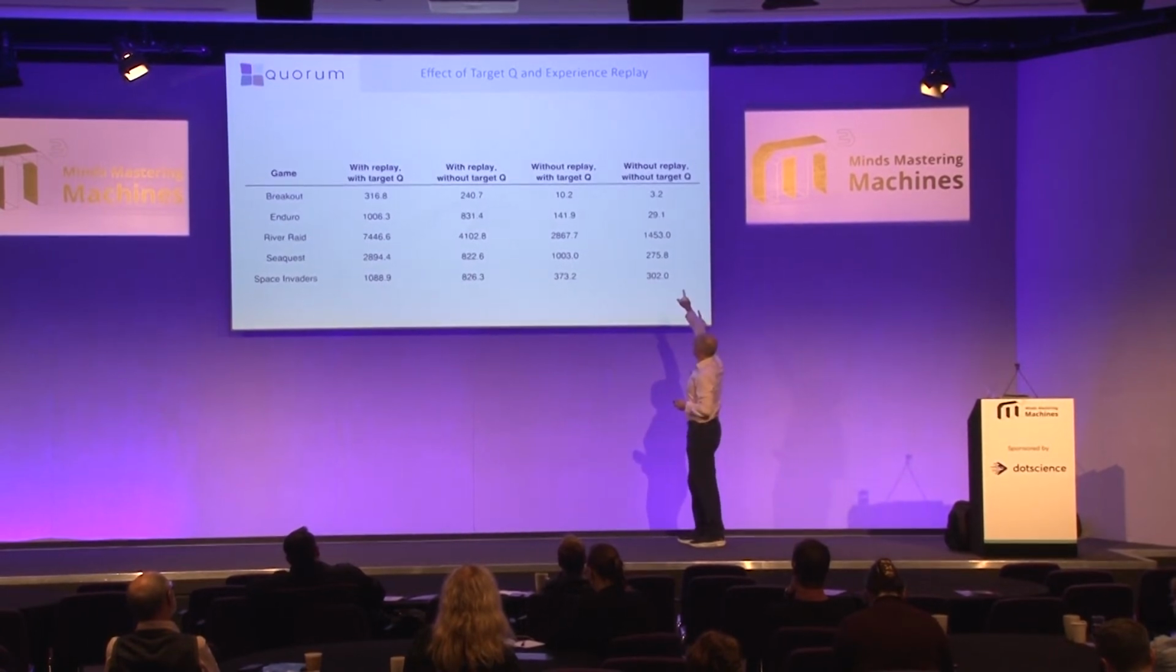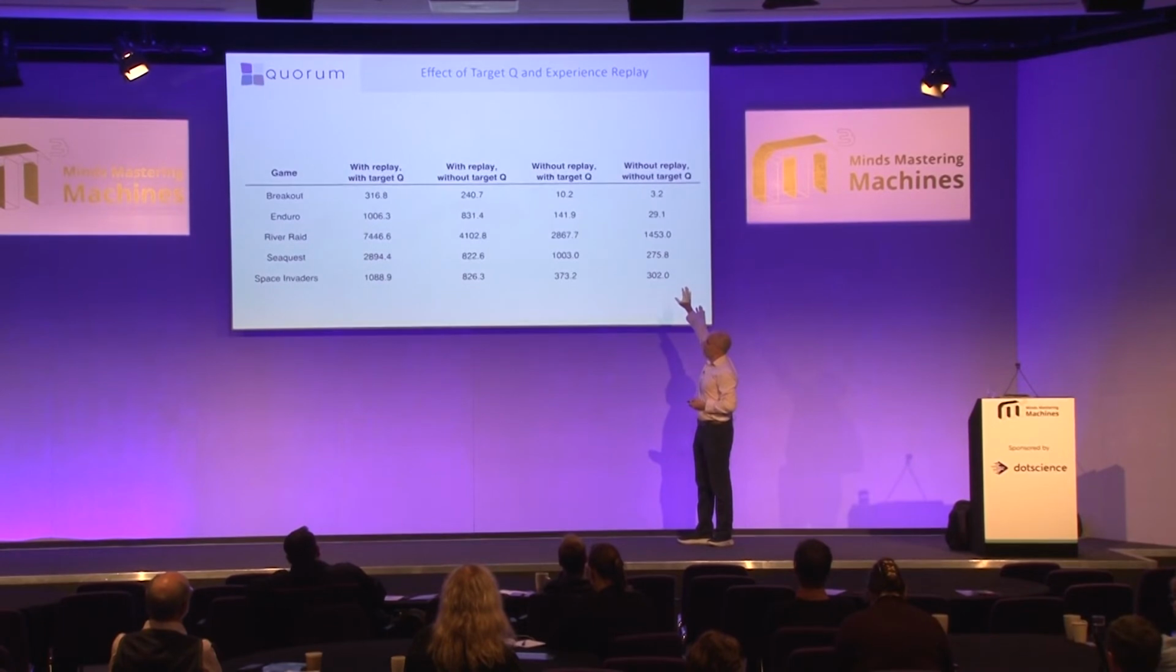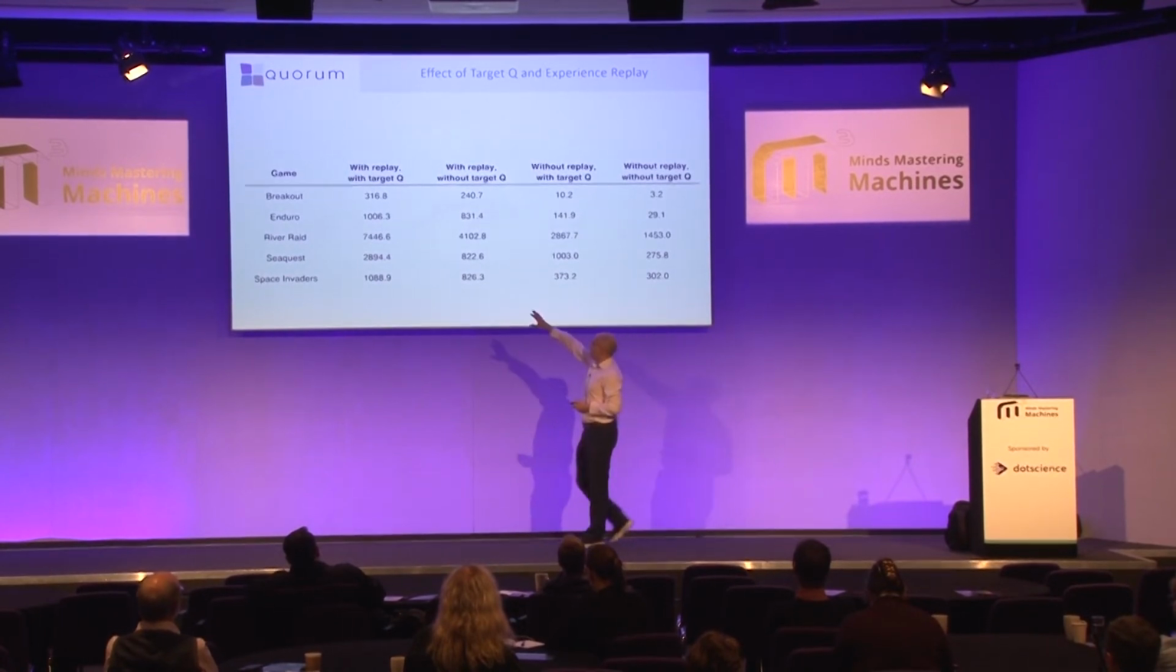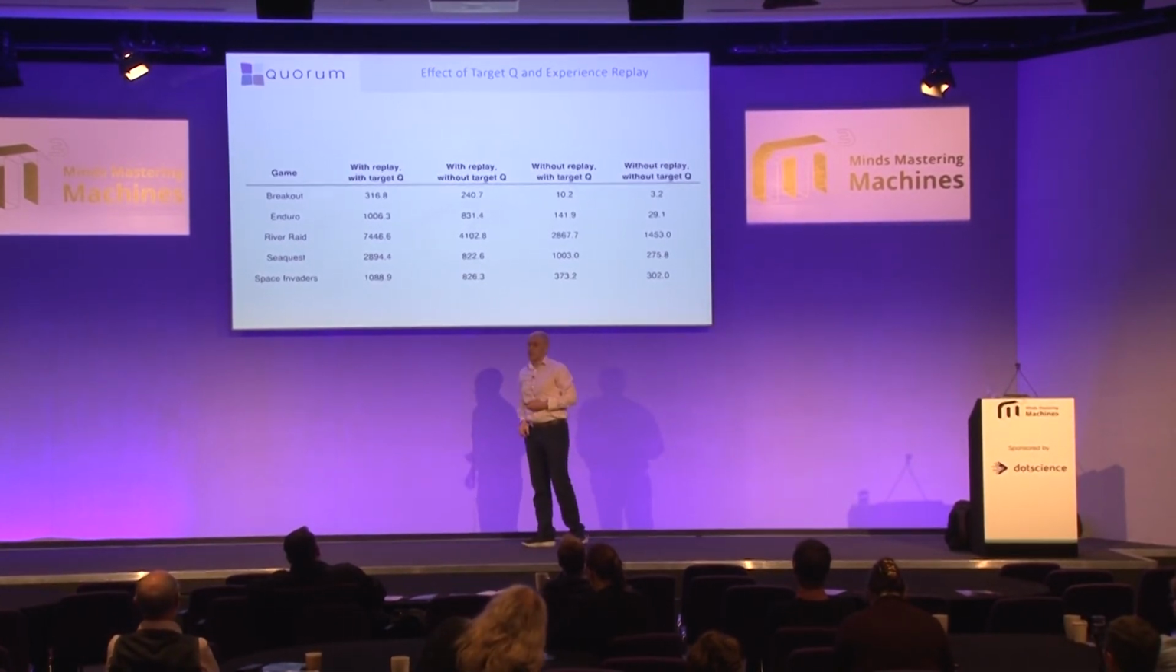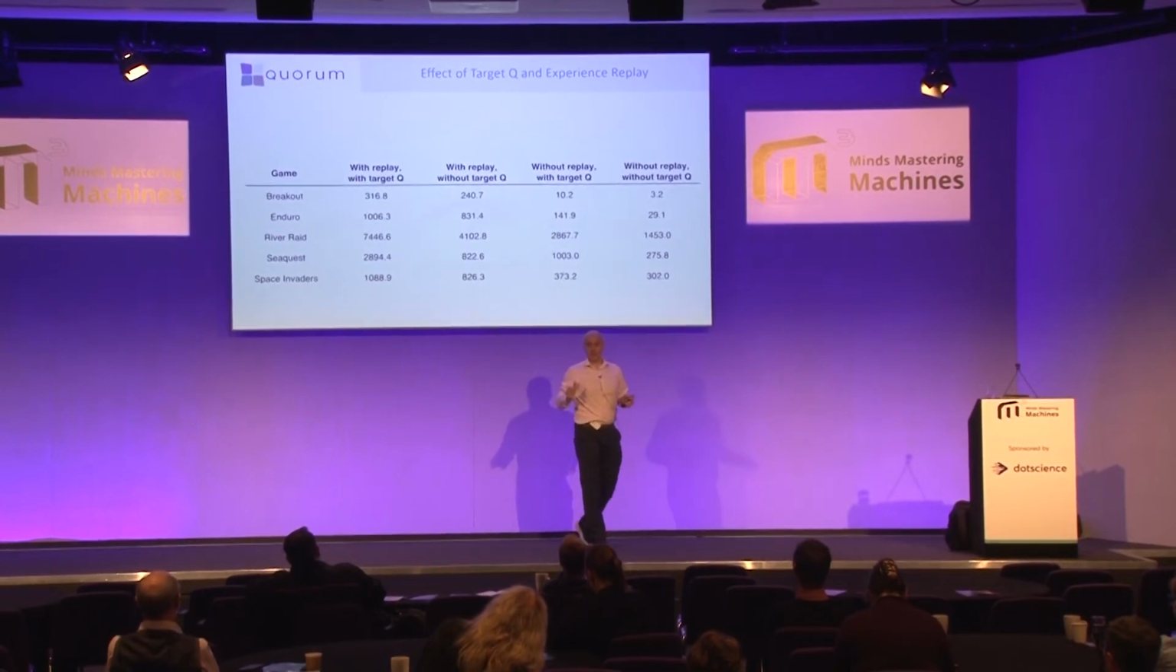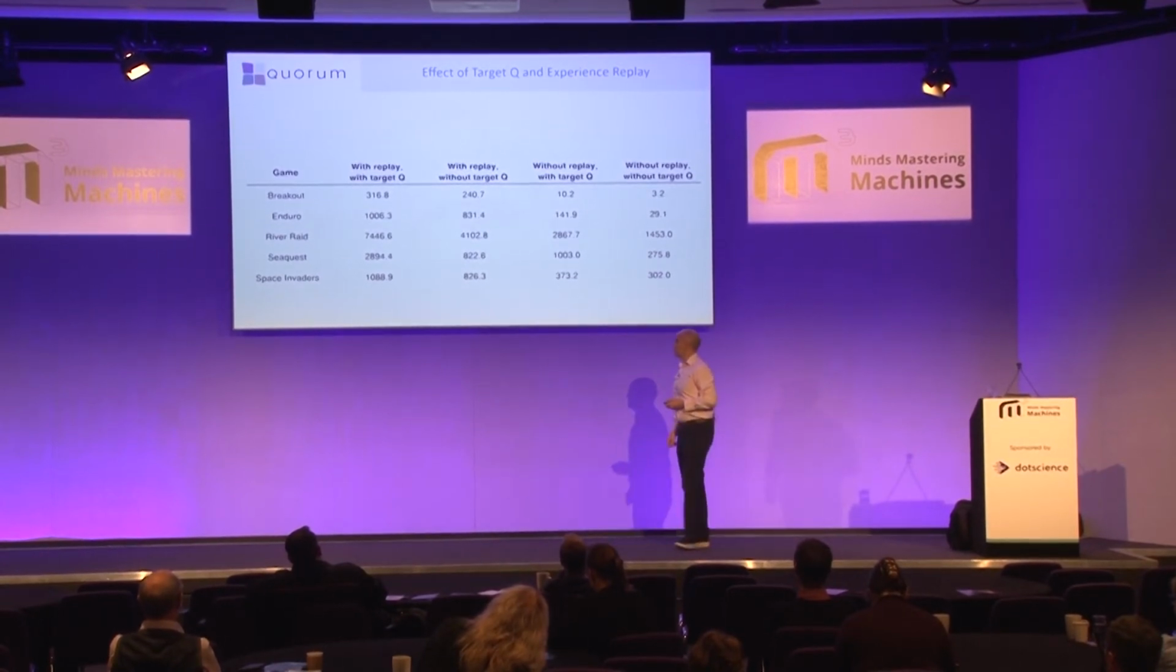And the difference between, so if you look at the stats of Breakout, it was getting a score of around 3. With the replay learning and target Q networks, it got a score of about 300. So this significantly made a difference in the ability of these networks to learn.